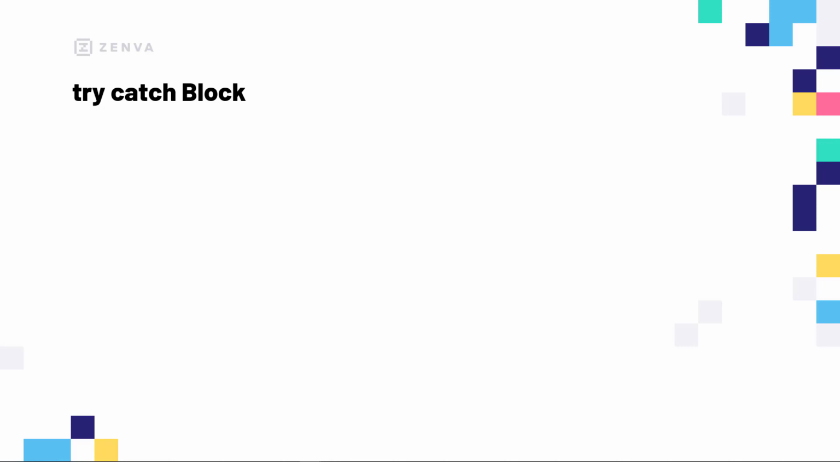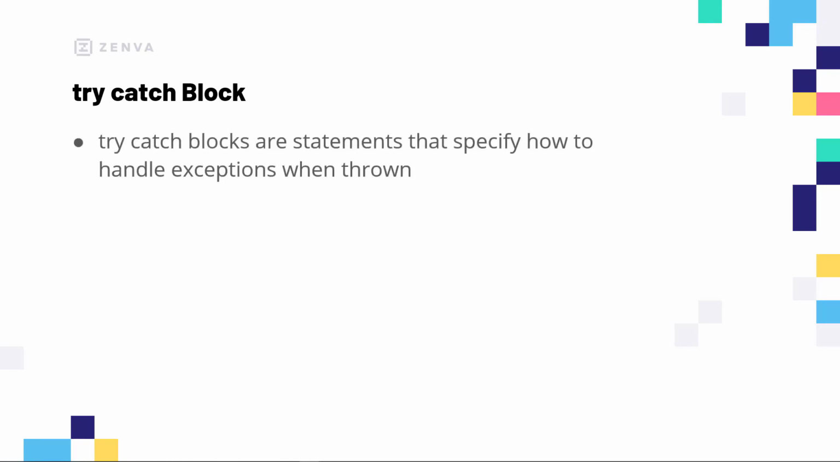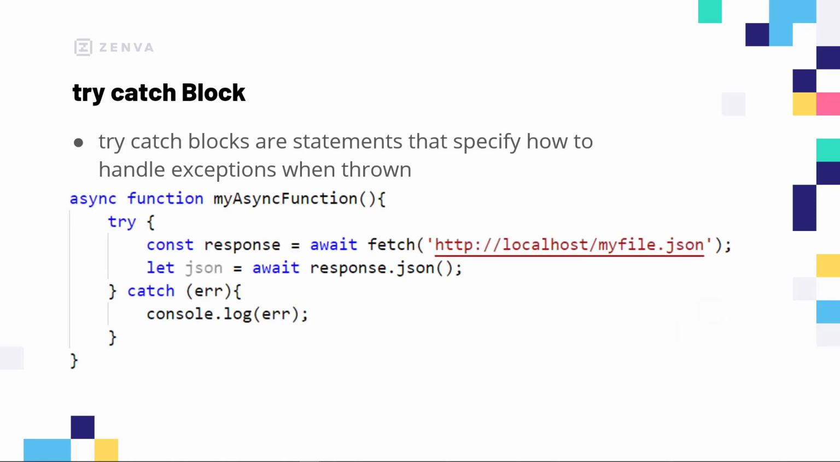The easiest way that we can do error handling is what's called a try-catch block. Try-catch blocks are statements that tell the browser, the JavaScript parser, whatever you want to call it, how to handle exceptions when they occur. Let's take a look at what I mean by that.